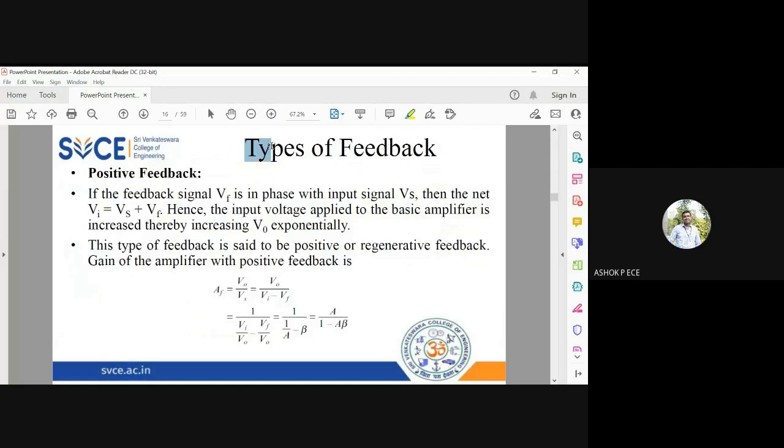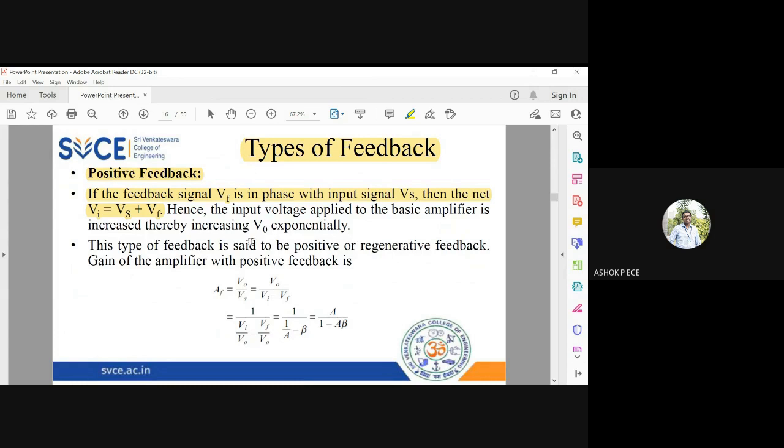So, types of feedback. We have two types of feedback depending on the circuit: positive feedback and negative feedback. In positive feedback, the mixing is going to be additive. I'm going to add the feedback signal with my source. The feedback signal is VF and the input signal is VS. So the net signal will be VI equal to VS plus VF.